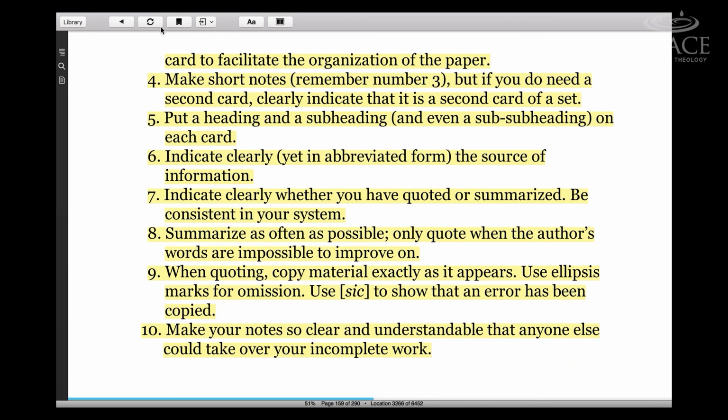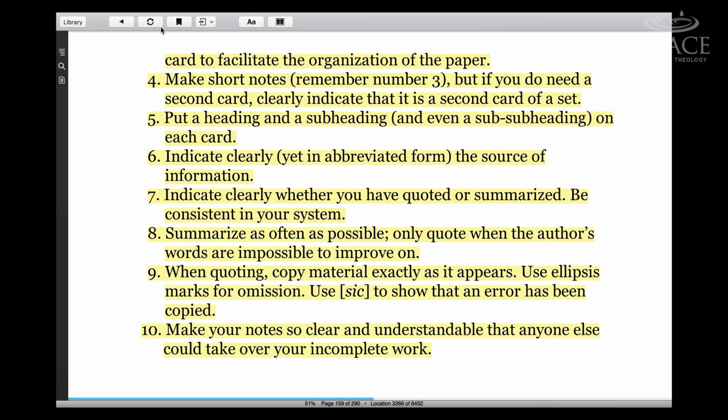Indicate clearly the source of information. And I would say, content on one side of the card, source on the other, maybe. Indicate clearly whether it's a quote or a summarization or a paraphrase.